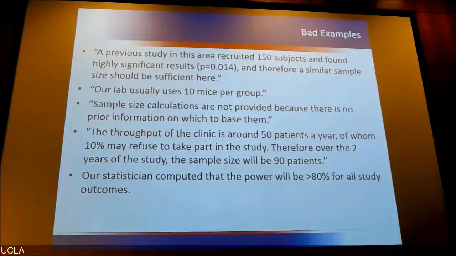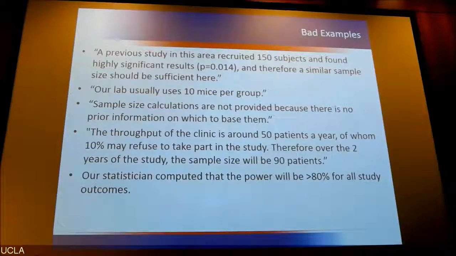Some of the bad examples. The first bad example is: the previous study had 150 subjects and it was significant, so therefore that's a good enough sample size for us. Unfortunately, this isn't mathematically true, and that prior study may have been very different in a lot of ways, so the prior sample size is not a basis for choosing.